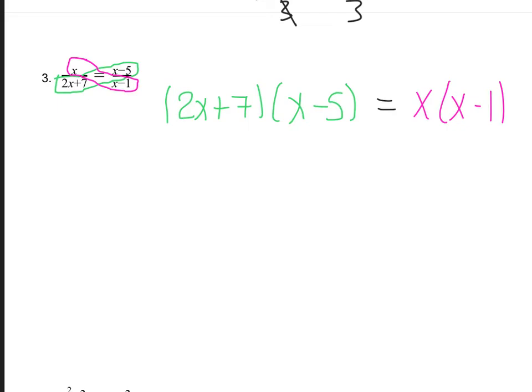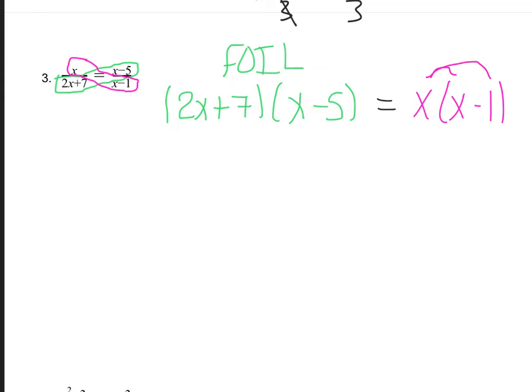So yes, the problems will get a little bit more complex, right? But what you're looking at now is stuff that we've known for a long time. We know how to FOIL. That's what you do here. You're going to FOIL this. That's old news. And then on the right side over here, you're just going to distribute this x in here. So let's draw that out. You just distribute this x to x and this x to negative 1. Right, so let's go ahead and do that.